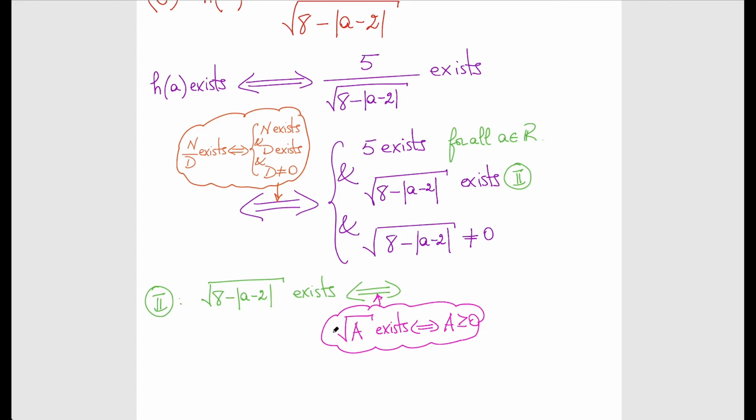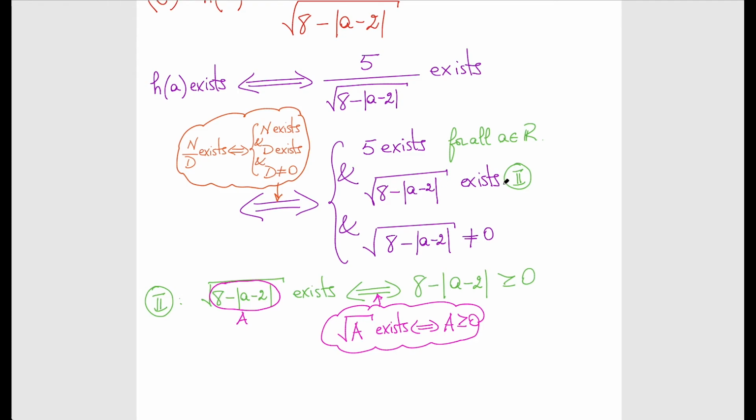So I know exactly when the square root of something exists, and the thing under the umbrella happens to be this package, right? That's the capital A I'm using in this property. So for the square root of this to exist according to this result, this happens precisely when A, so 8 minus the absolute value of a minus 2, is greater than or equal to 0. Agree with this?